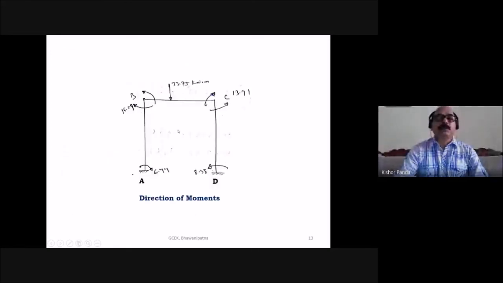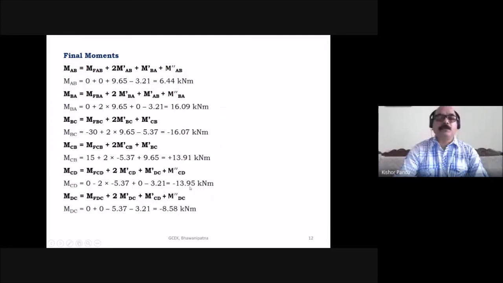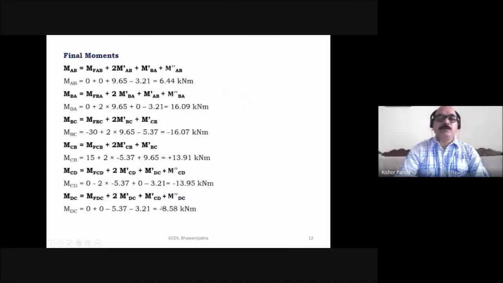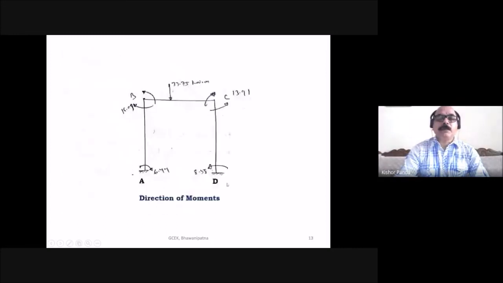positive clockwise. Then MBC is minus 16.07. This is also anti-clockwise 16.09. Either 07, 09 or 08 you can write here. Then MCB here you got 13.91 clockwise, and MCD you got minus 13.95. So here you can take 13.91 or 13.95, or take the average of these two. Then MFDC is minus 8.58. So this is negative, anti-clockwise.